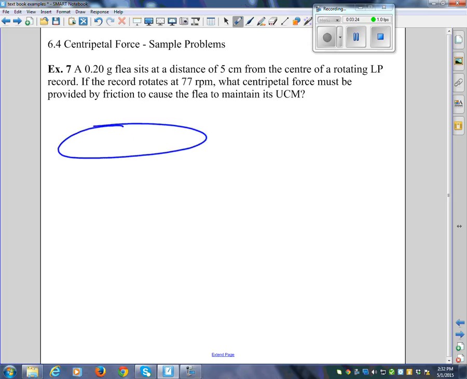Yes. Okay. So here we go. There's the center, and here's our little bug, right? So basically I'm asking, what's the centripetal force here? And what's it provided by? It's provided by friction. Okay, so what do we know here? Let's do some conversions. The mass is 0.2 grams, divide by 1,000, that's going to be 0.0002 kilograms. And our radius of orbit is 5 centimeters, which is 0.05 meters.